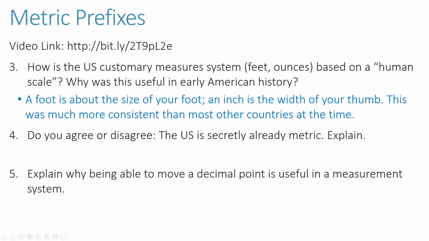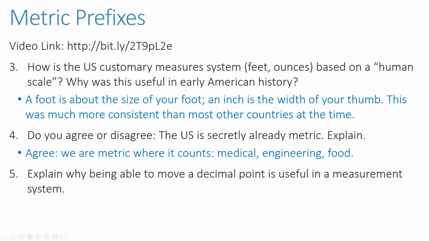So the U.S. customary measures system with feet, ounces, miles, this is based on a human scale. So a foot is about the size of a foot, an inch is the width of your thumb. So in early American history, this was actually much more consistent than the measuring systems used in other countries at the time. So there are plenty of places where there was no uniform measurement system. So that was really useful in early American history, especially when it comes to things like trade with other countries and finances. So do you agree or disagree the U.S. is secretly already metric? Explain.